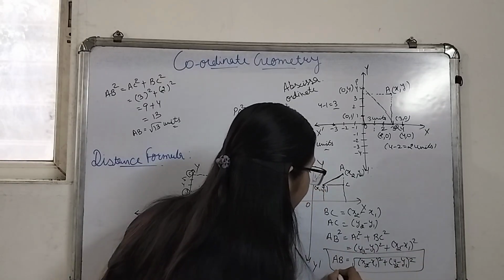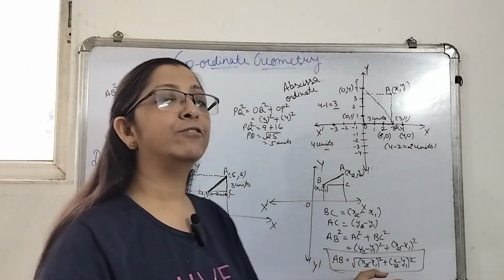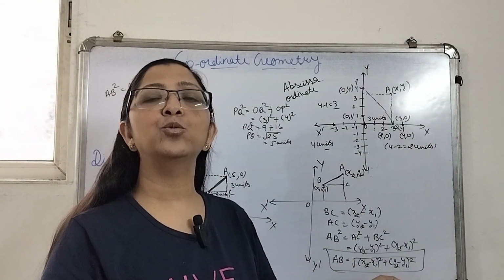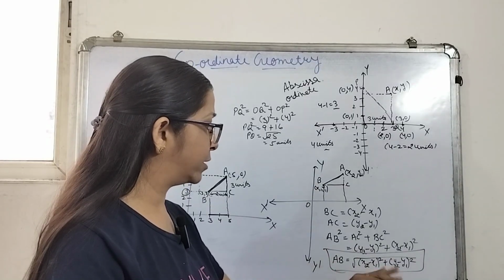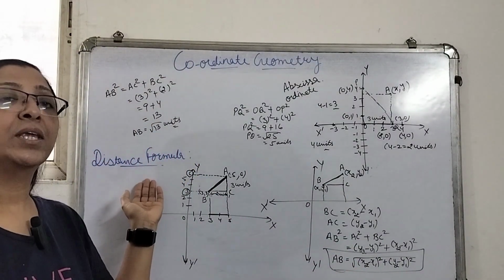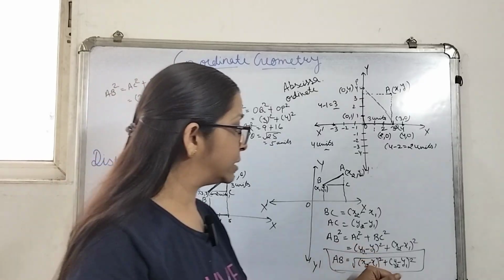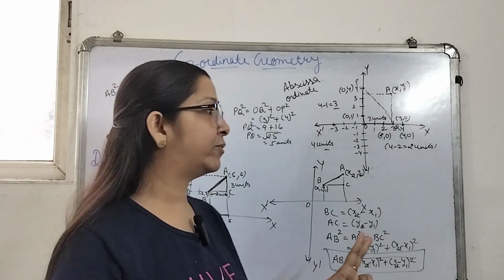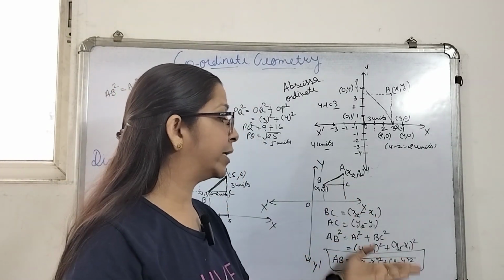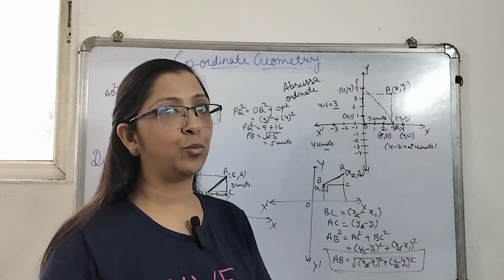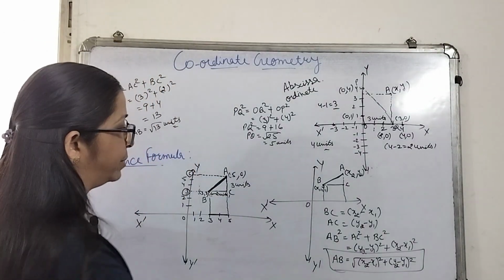This is the general formula by which we can find the distance between any two given points. This is known as your distance formula. By this distance formula, if there are 2 points given in any plane, then we can find the distance between these 2 points. Let's take an example.